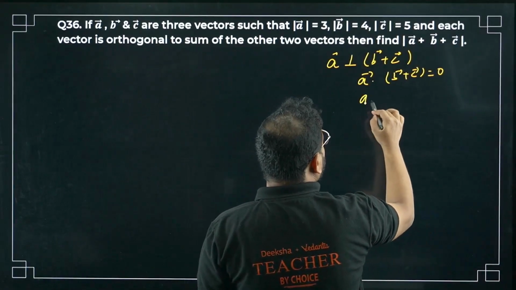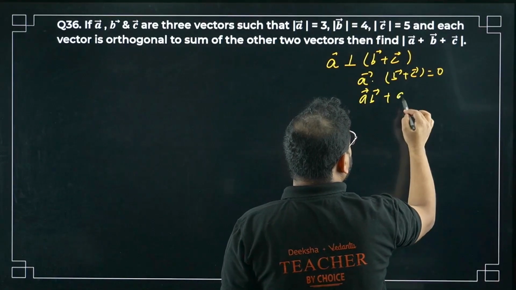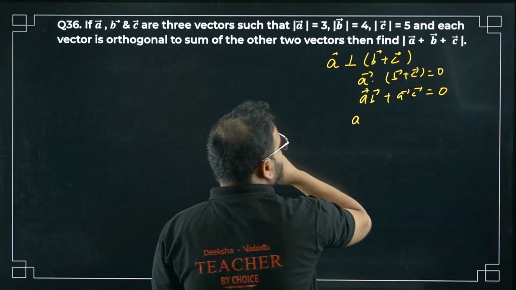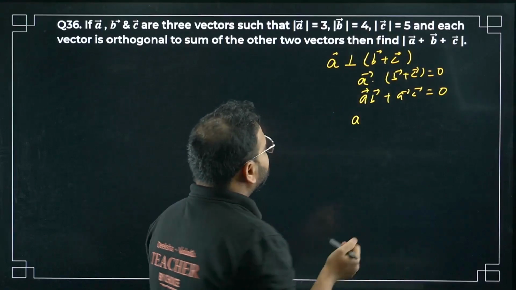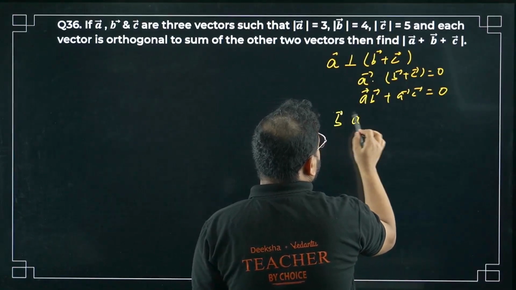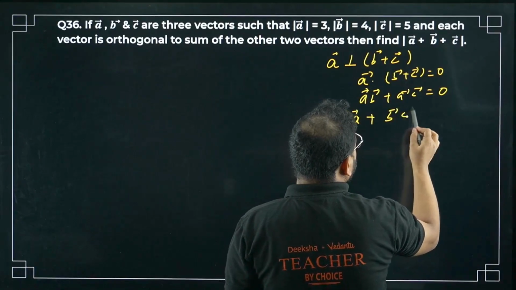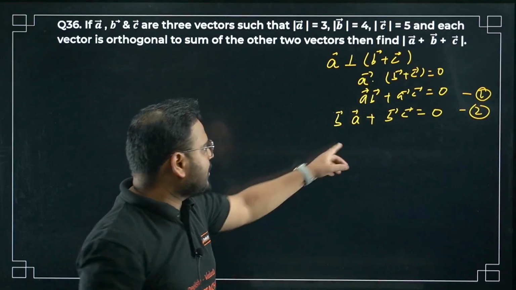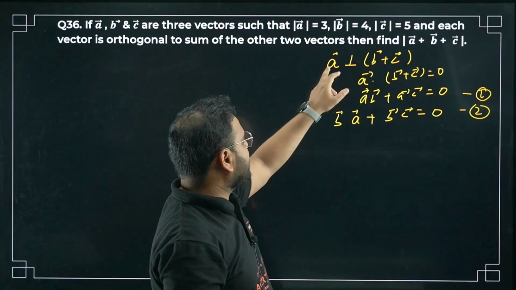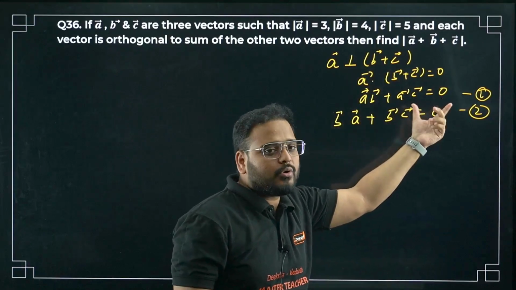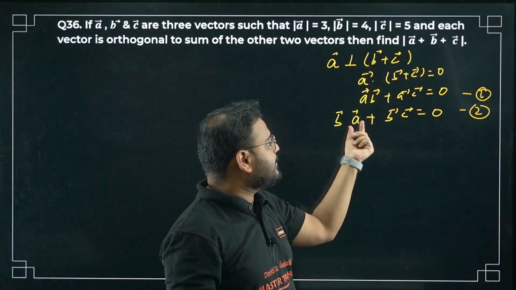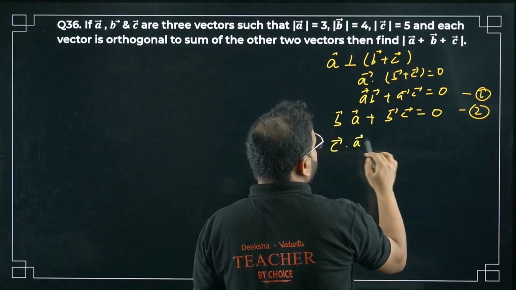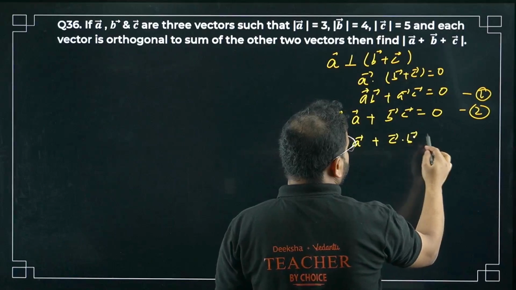Right? Which I'm getting here: A·B plus A·C is 0. Same way, if I take B with this, I get again B·A plus B·C will be again 0. Right? Equation 1, equation 2. If I take A perpendicular to B plus C, I get A·B plus A·C equal to 0. If I take B perpendicular to A plus C, I get B·A plus B·C equal to 0. And last one, C perpendicular to A plus B, we get C·A plus C·B equal to 0.